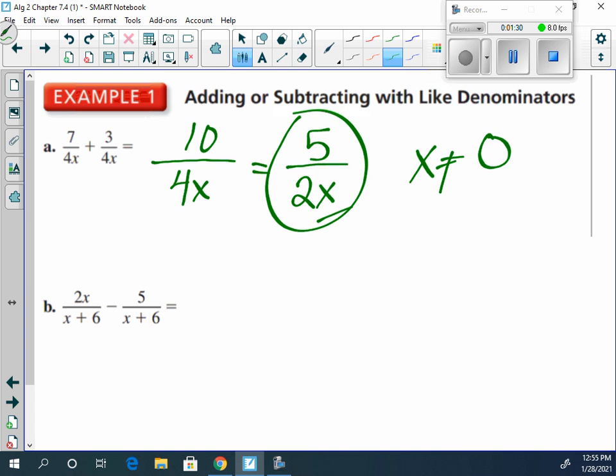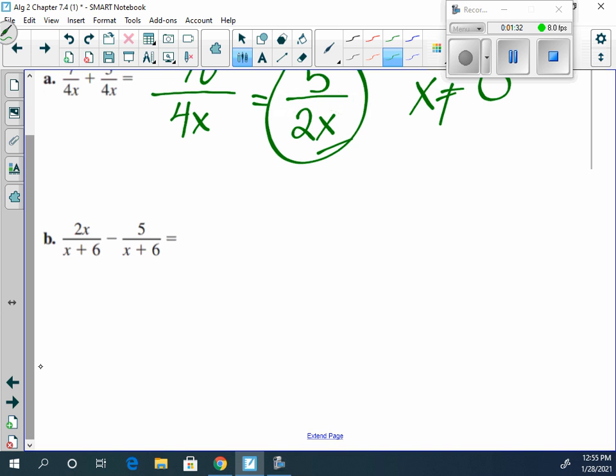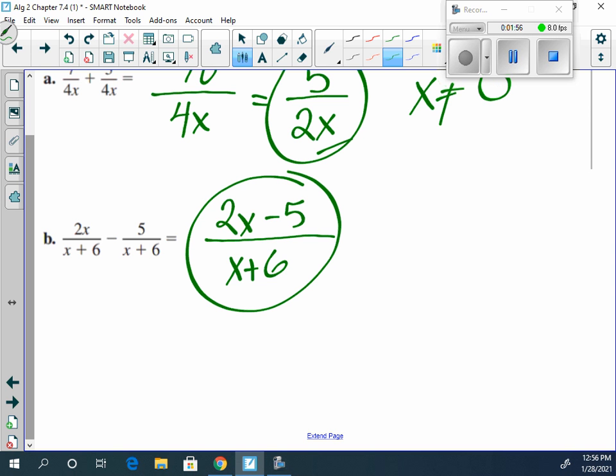Okay, let's look at the next one. Well, the denominators are the same, so we would subtract the numerators. Now, we do need to make sure there's no common factors on top and bottom. So when we look at 2x minus 5, well, there's no common factors between them. There's no way to factor it. And there's nothing in common on top and bottom, so we are done. Questions on this here?